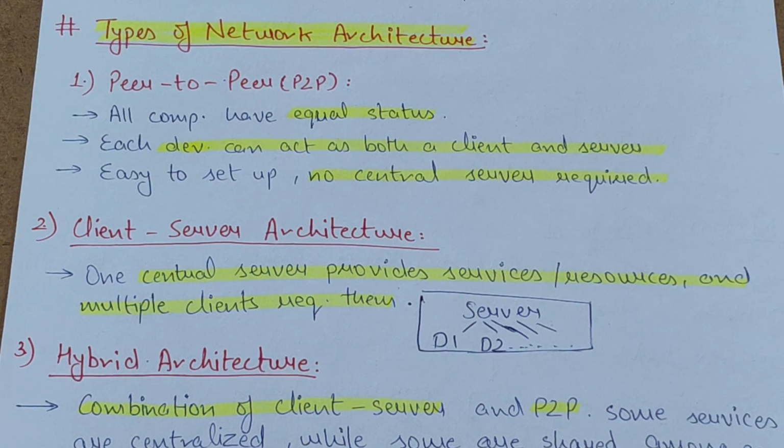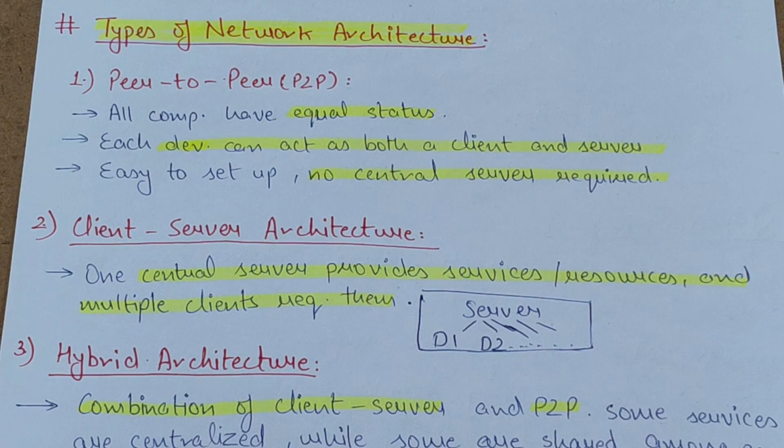Each device can act as both a client and a server. What does this mean? I'll tell you. For example, there are two or three devices connected in a network, and we can name three devices as D1, D2 and D3. So D1 acts as a server, where a client requests some data, and the server rejects or accepts the client request and sends the data or does not send the data. So here D1 is acting as a server, and D2 and D3 are acting as clients.